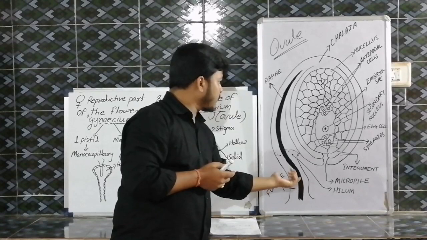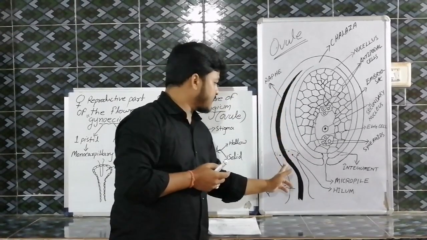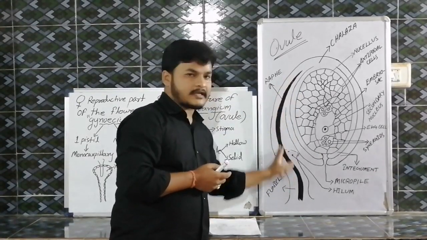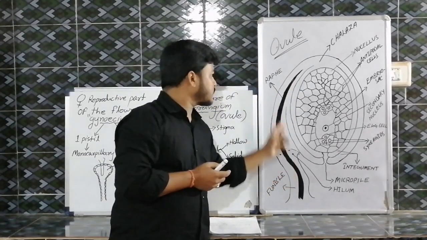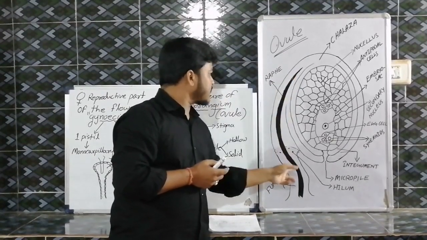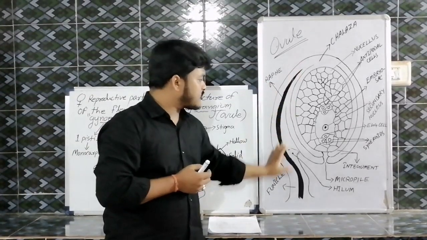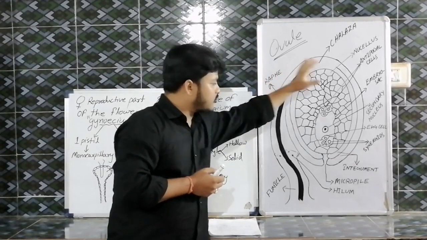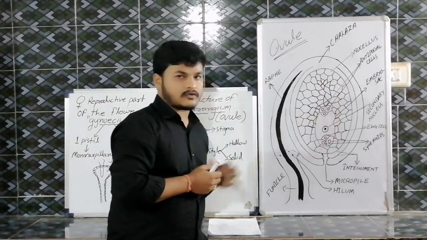One is the funicle, another one is the raphe. That means, in the engineering of a pillar, it looks like a rod-like structure. So this rod-like structure, the ridges of cells, is your raphe, and it helps in the development of the total structure. That means it is the strengthening part which gives strength to the total structure.